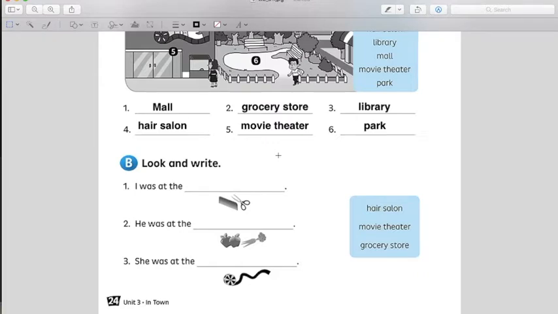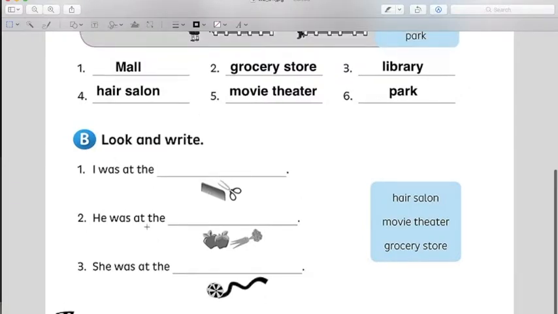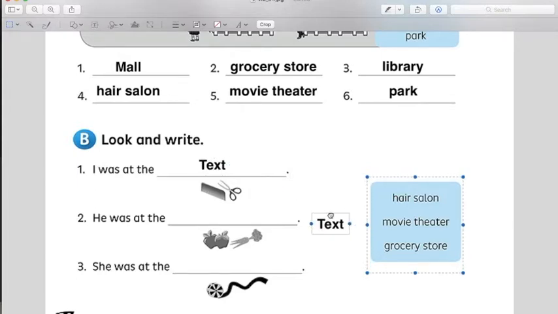Here we have letter B, look and write. We're going to look at these 3 sentences and see what we have to do. We have to use these 3 places and put them in the correct place. Just by looking at the pictures, you should know exactly which place goes where. But let's read the sentence.